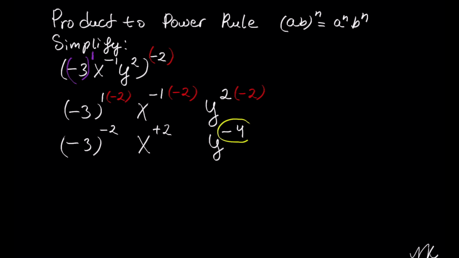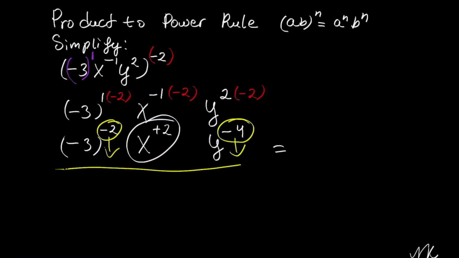So we need to simplify the negative exponents by moving them into the denominator. So this will become, x has a positive exponent, so it will stay in the numerator. So x to the second over negative 3 to the second, y to the fourth.